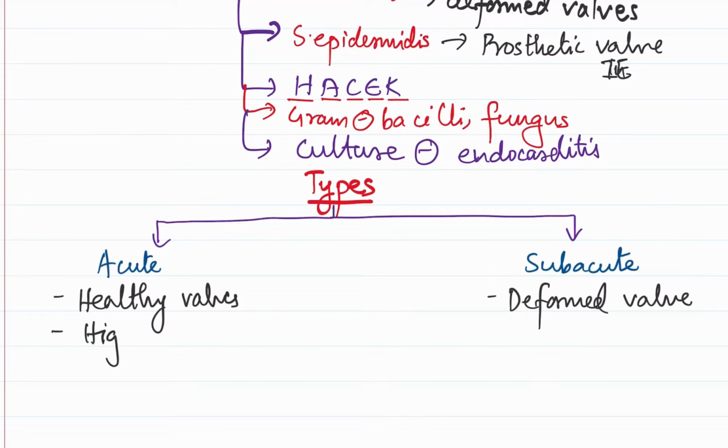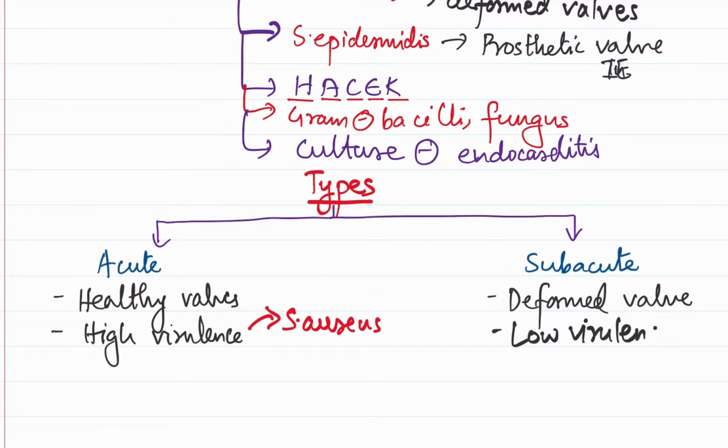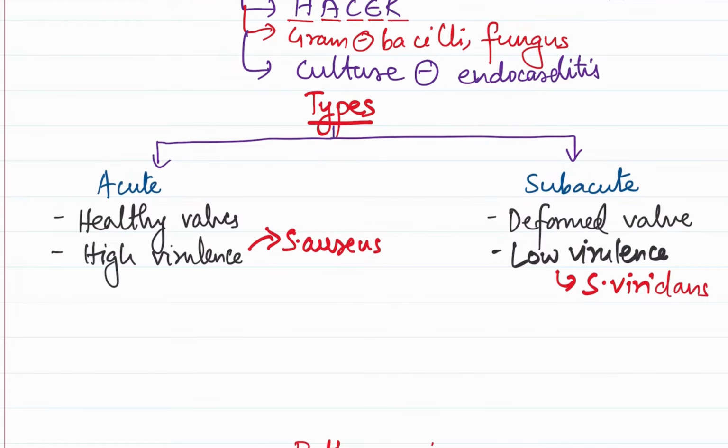And acute is due to a highly virulent organism. So which was the highly virulent organism which we had said? That is Staph aureus, right? So Staph aureus usually causes acute type, whereas in subacute type the virulence is low. Low or lesser virulence is a more specific term, and the organism is most commonly viridans streptococci. Now the third point is the destruction. So which do you think is more destructive? Of course, acute is more destructive, whereas subacute is less destructive to the valves.